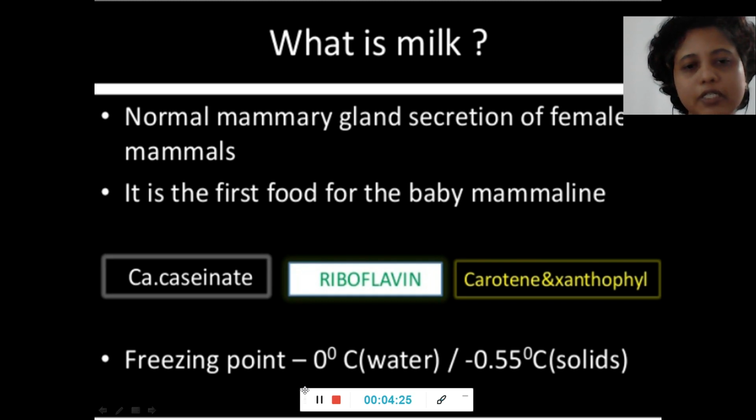Now, coming to the freezing point of milk, it is about -0 degrees centigrade when it is in the water form, and in the solid form it has been found to be -0.55 degrees centigrade.